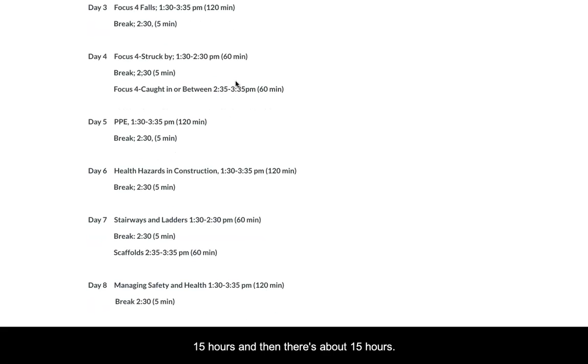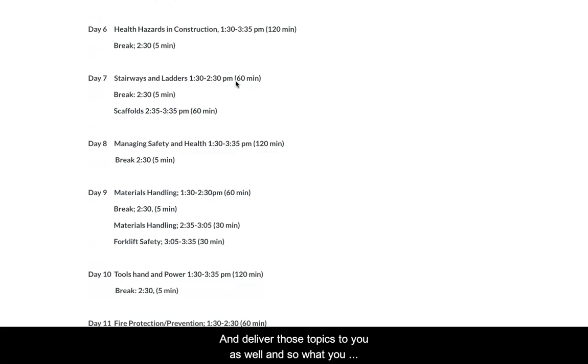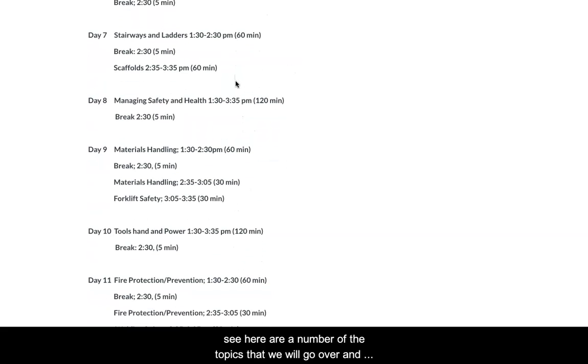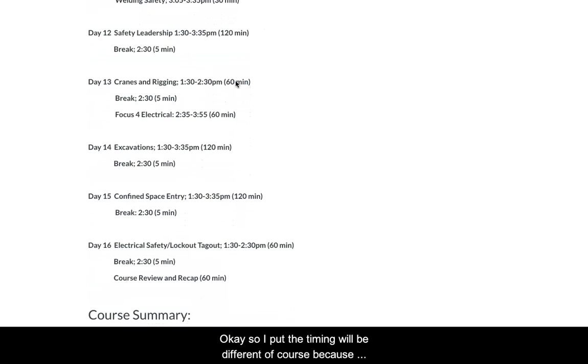And then there's about 15 hours of what we call optional required content, meaning I get to choose from a number of construction safety topics. I get to choose and deliver those topics to you as well. And so what you see here are a number of the topics that we will go over in the construction safety class.